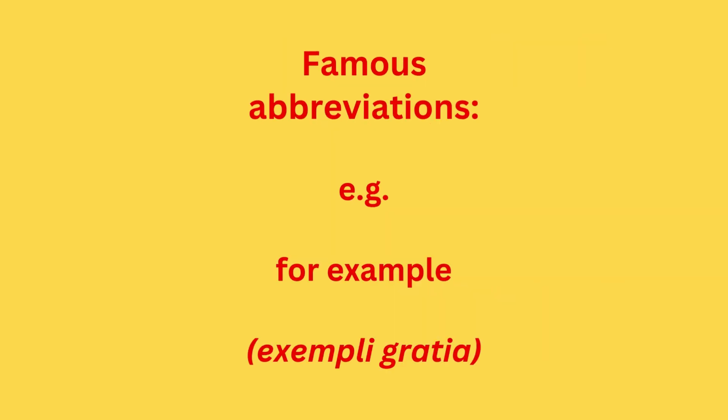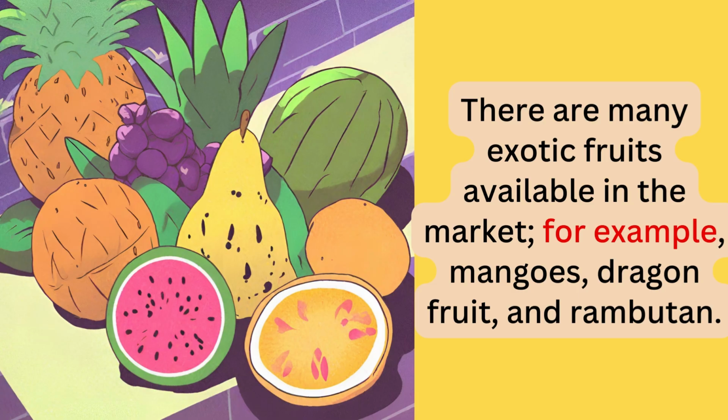Some famous abbreviations: e.g., which means for example, E for exempli, and G for gratia, which is from the Latin, which literally means for example. Another one: there are many exotic fruits available in the market. For example, mangoes, dragon fruit, and rambutan.